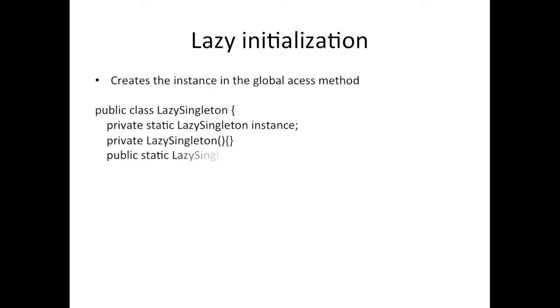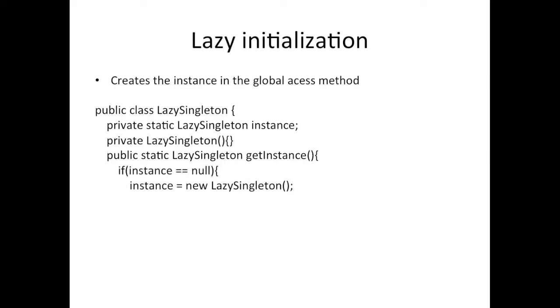Look at the constructor, it's private. The instance is private static. We are not creating the instance as in the case of eager initialization. Now in the getInstance method, we are checking if the instance is null, and only then are we creating the instance of LazySingleton, and we are returning it from the getInstance method. So that's an example of lazy singleton.